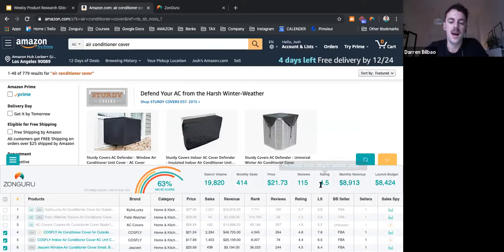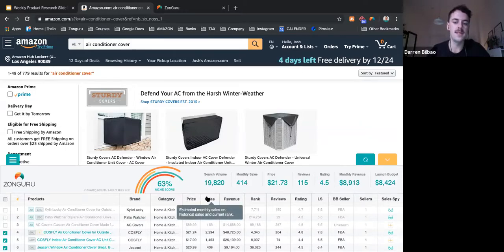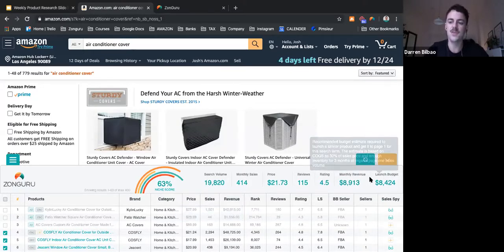The average star rating of the products on page 1, average monthly revenue that they make, and the launch budget, which is around 30%. So to figure out the launch budget, we do around 30% of this price times the average amount of sales times 3 months. And then we add a few different figures in there to account for samples and seller costs, things like that. So that should be a pretty close estimation to what it's going to cost you to launch a product in this category.